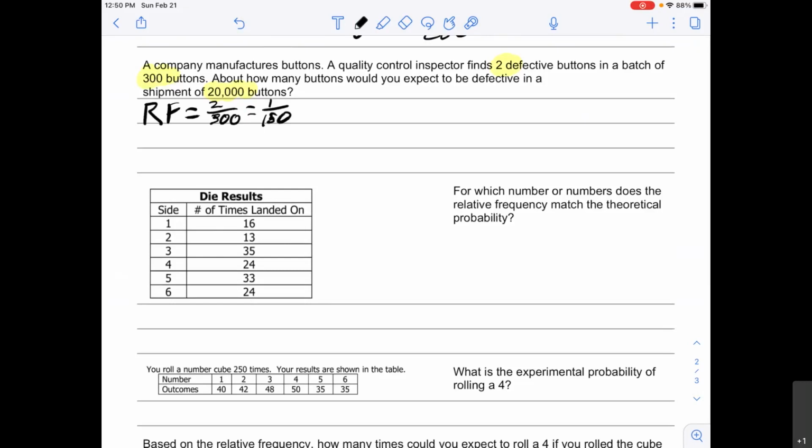Now I want to make a prediction. So my proportion will be 1 over 150 on the left side, and I want to know how many times this will happen out of 20,000. So what I would like you to do right now is pause the video, see if you can solve this proportion on your own, and then come back when you're ready.